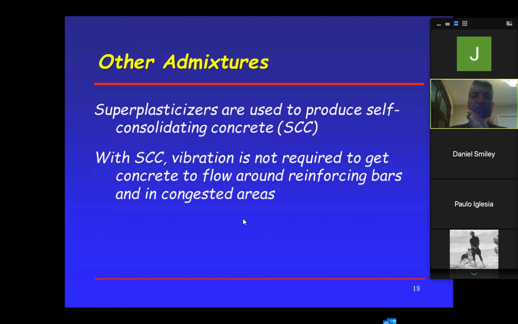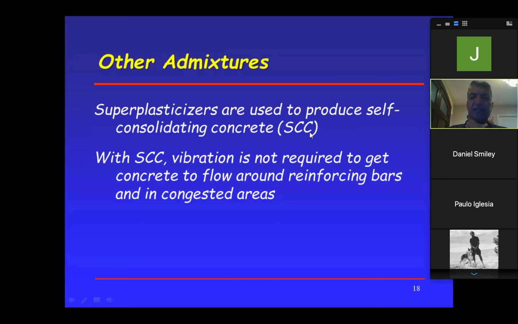And then also, they are used to produce self-consolidating concrete. With self-consolidating concrete, sometimes you're doing, let's say, a shower or something. The contractor will go ahead and put concrete in and leave it. It will settle itself. It's self-consolidated concrete. It has plasticity in it. It will level itself off. You don't even need to put trowels in it.